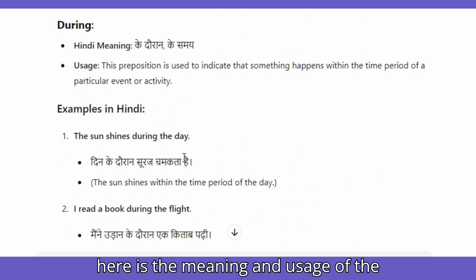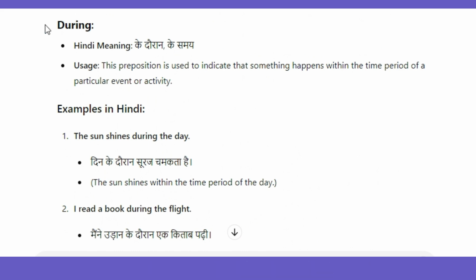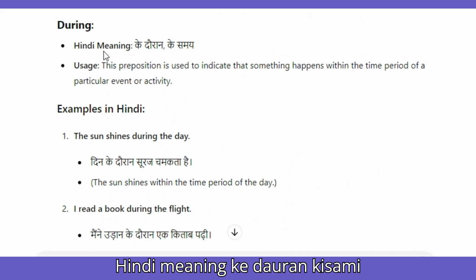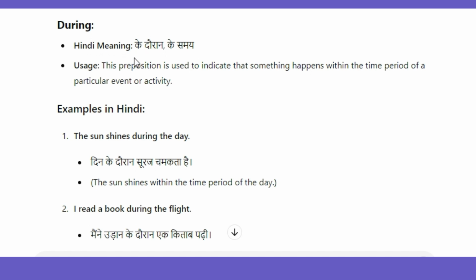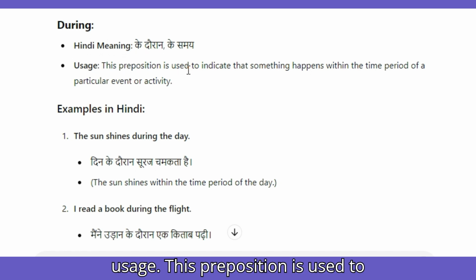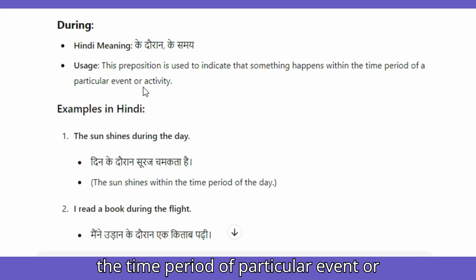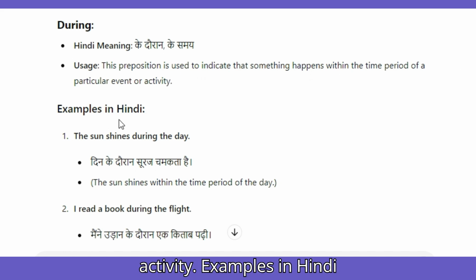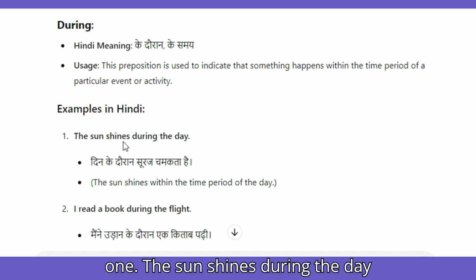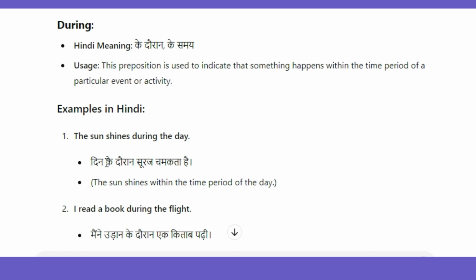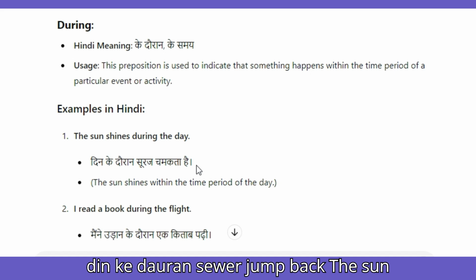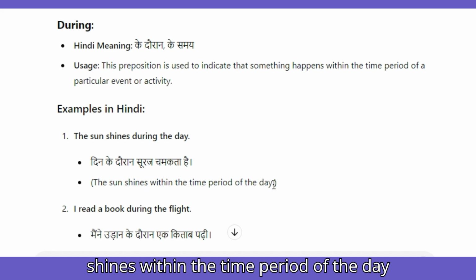Here is the meaning and usage of the preposition during in Hindi. During. Hindi meaning, ke dauran, ke samay. Usage: this preposition is used to indicate that something happens within the time period of a particular event or activity. Examples in Hindi. 1. The sun shines during the day. Din ke dauran suraj chamkta hai. The sun shines within the time period of the day.